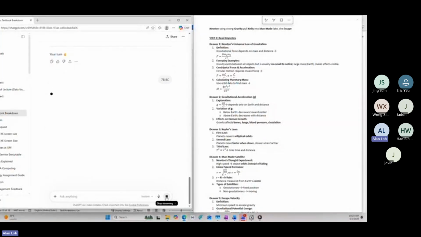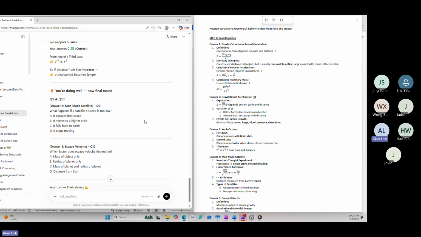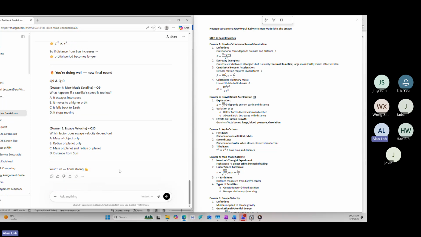Okay, let's hope it's no longer B and C. Okay, now they explain. Even if we got it correct, they explain to you. So you can have a quick look here, Kevin. It's explaining the same explanation just now. Okay, 9 and 10. Drawer 4 and drawer 5.